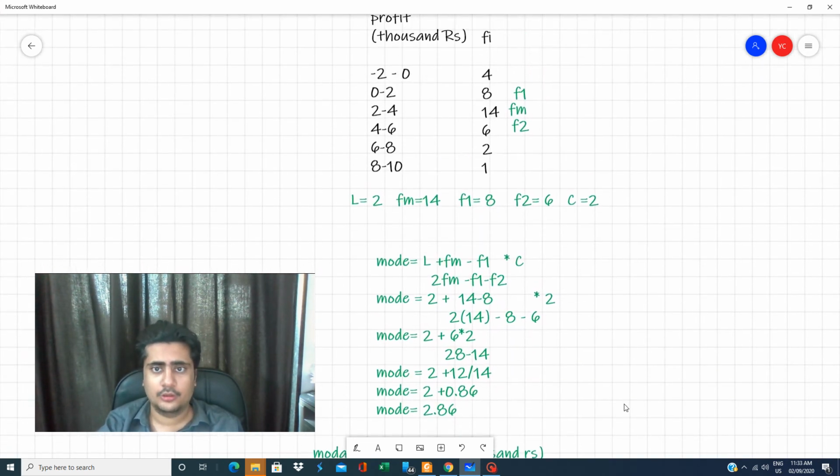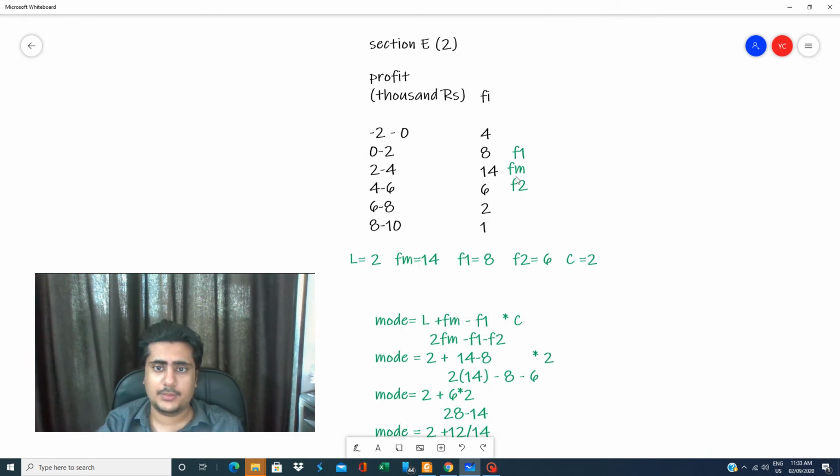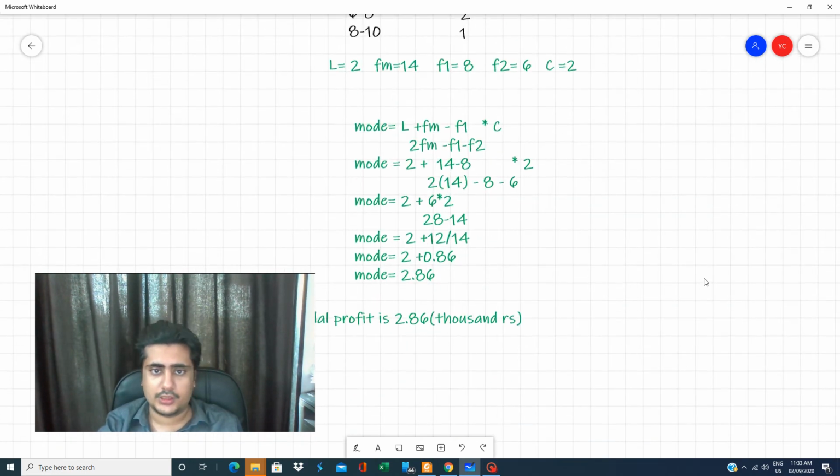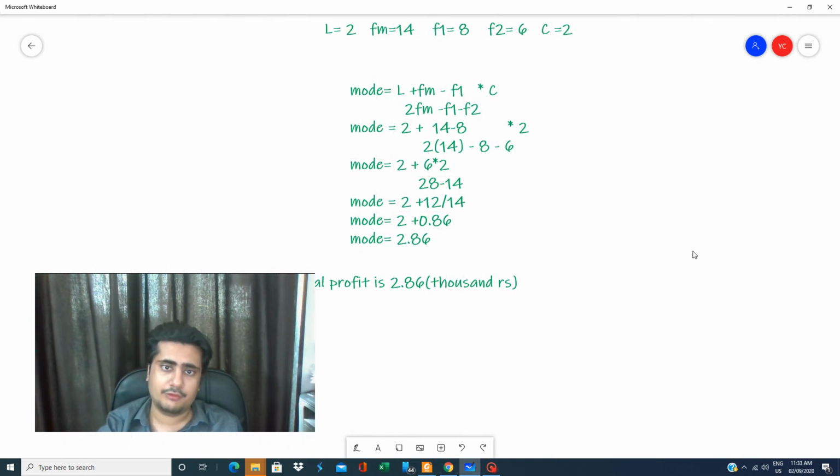you need to take the maximum frequency as Fm. The digit above maximum frequency is F1. The digit below maximum frequency is F2. And you have to take the formula: mode is equal to L plus (Fm minus F1) upon (2Fm minus F1 minus F2) into C. C is for class length and L is for lower limit. Now this is the very simple and common formula.